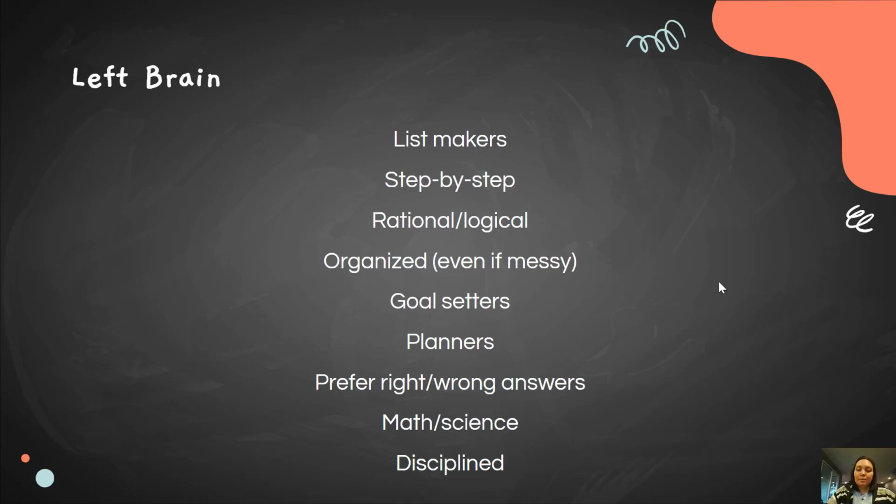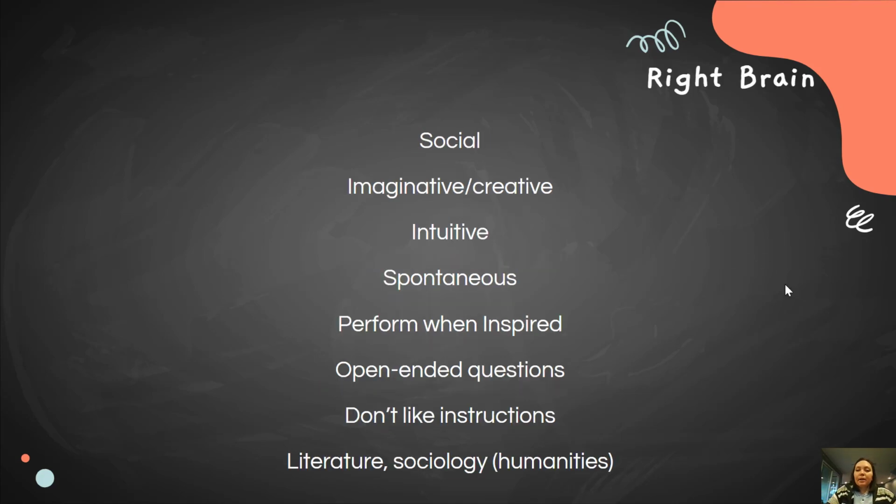Those of you who are left-brained may resonate with some of these things on this slide. You may enjoy making lists, doing things step by step. You're very rational or logical. Organized, maybe it's organized chaos, that's okay. You're a goal setter. You like planners. Maybe you even prefer paper planners. You like right or wrong answers. Many students who prefer the maths and the sciences tend to be left-brained. And then you are very disciplined as well, very orderly.